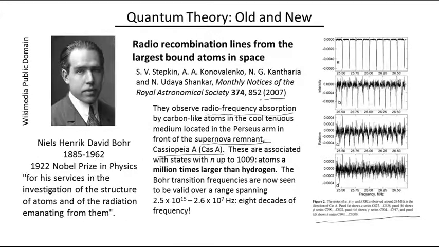But now the values of n are not of the order of 1, but range up to about 1,000. Now, if you recall, the radius in the Bohr model goes as the square of the principal quantum number. So these are atoms that are 1 million times larger than hydrogen. They're the size of bacteria. And so this relationship, the Bohr frequency, is observed to hold over 8 decades of frequency.